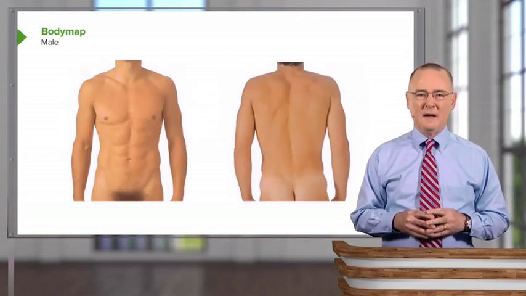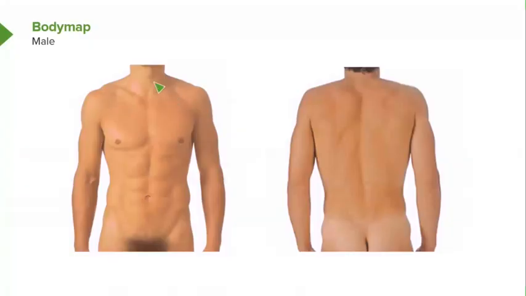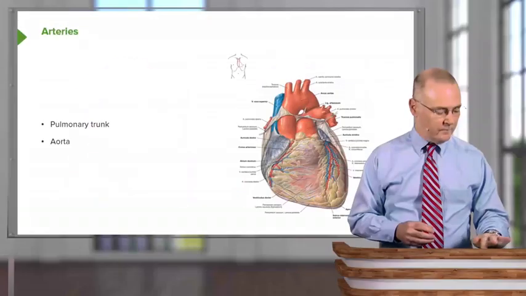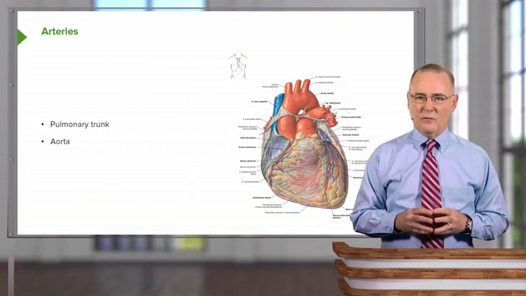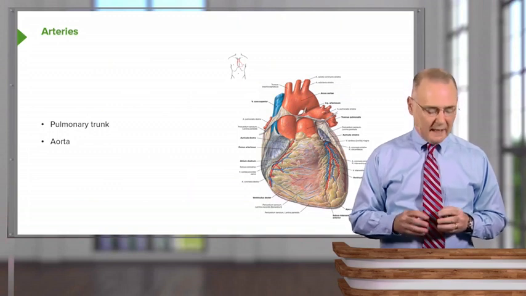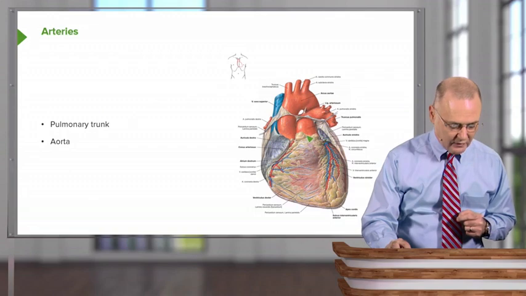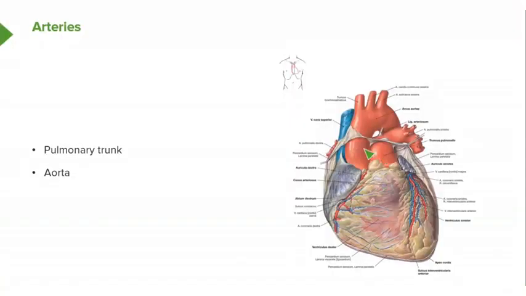This is our body map, and we'll be focused on the thoracic area and the arteries that lie within and are distributed to the thorax. And here's a posterior view as well of the region that we'll be covering. We're going to begin with the arteries, and the two arteries of interest will be the pulmonary trunk, which we see here issuing from the right ventricle, and then we have the aorta as a very close neighbor.